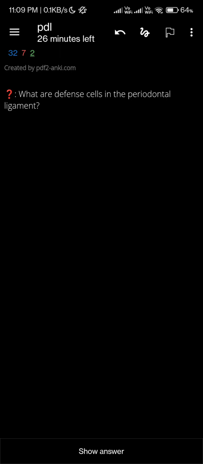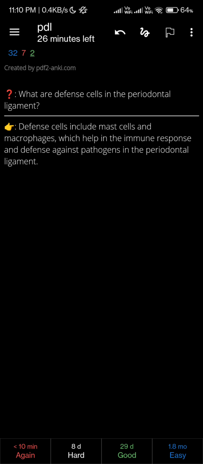What are defense cells in the periodontal ligament? We have mast cells, macrophages and other immune cells that help in defense against pathogens. Then there are fibroblasts which have contractile elements like actin and myosin, which provide the contractile force required for tooth movement.